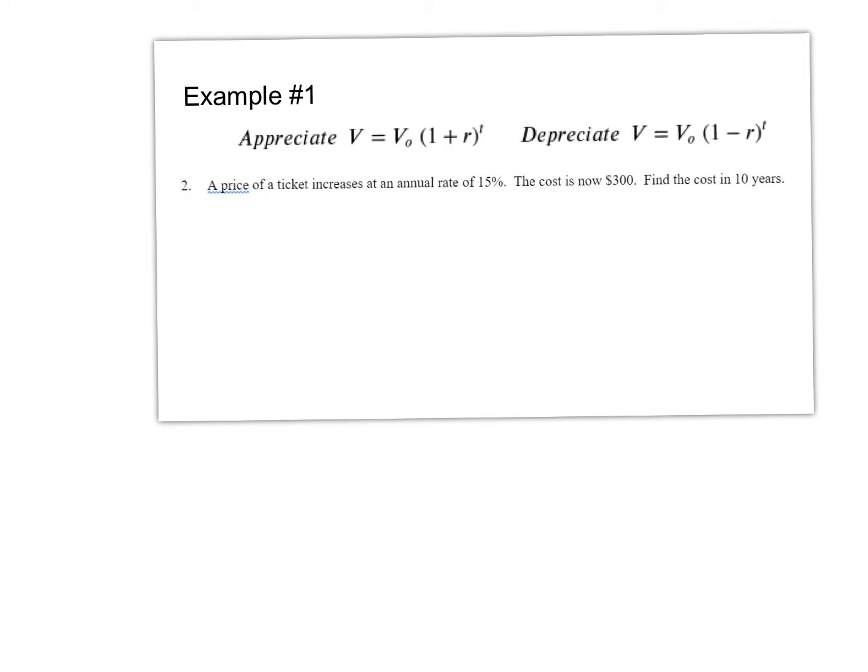All right, so let's go through this. The price of a ticket increases. So we're looking at an appreciation formula here because the value is going to go up. At a rate of 15%, so that's my rate. Okay. Now, it costs $300 right now. So original value, $300, and they want to know what's the cost in 10 years. So that's your time.